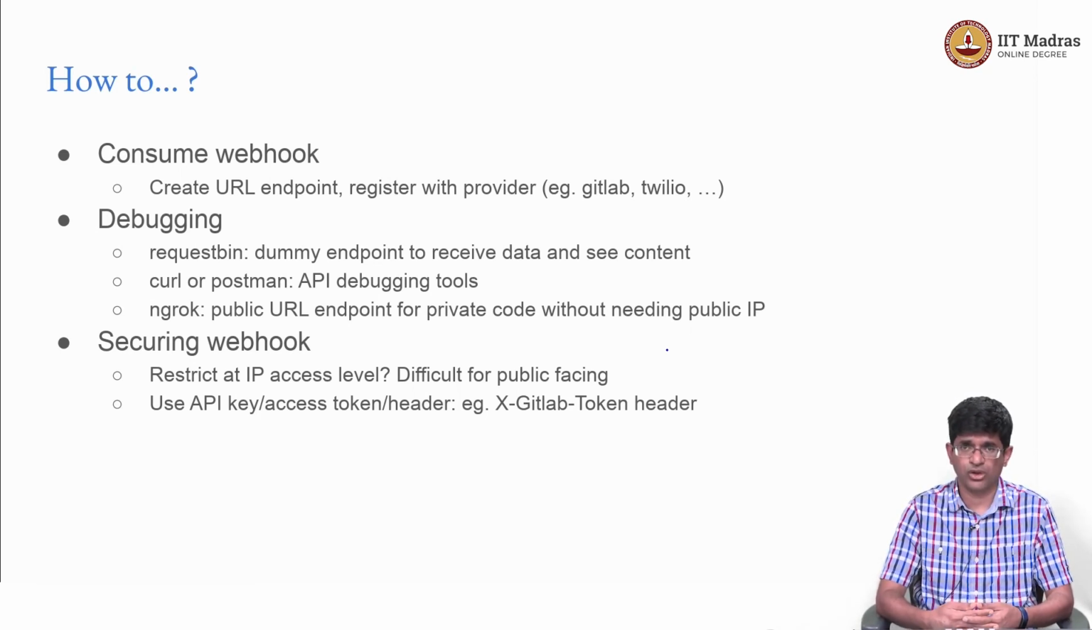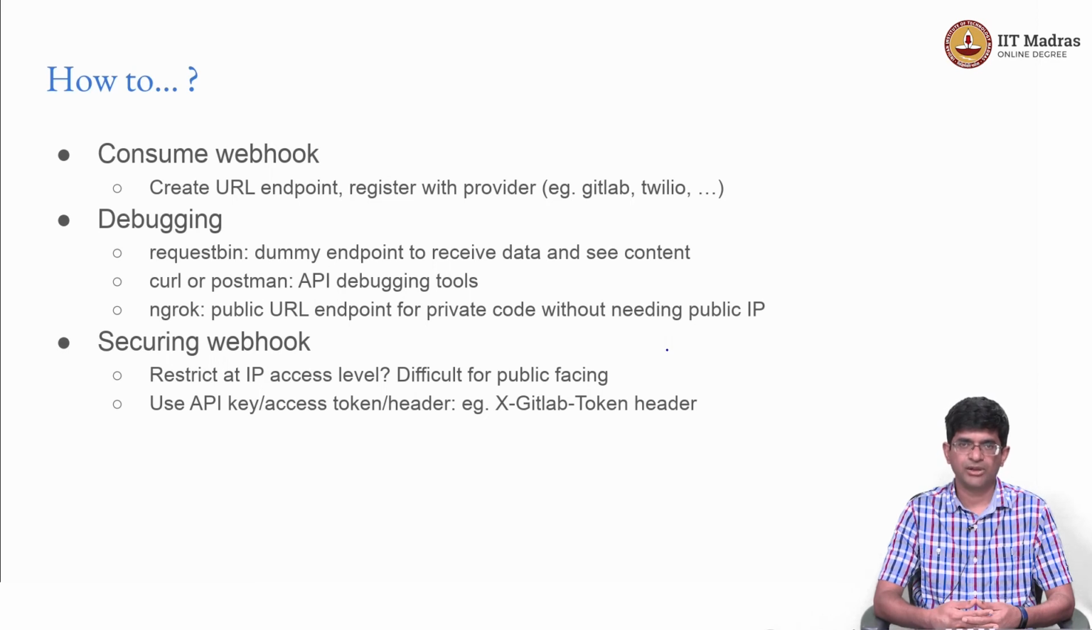If you are trying to run it on your own local machine that does not have a public IP address, there are services like ngrok that would allow you to provide a temporary public name, right, that can be used in order to connect to your system. So as far as consuming the webhook is concerned, you basically create your URL endpoint and register it with whoever the provider is.